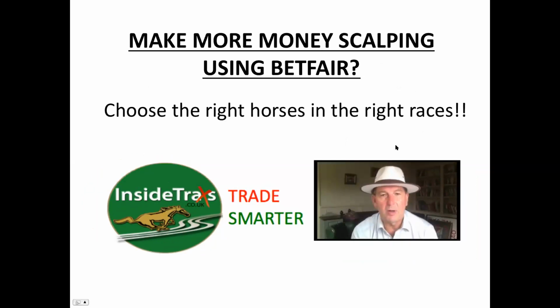Okay, today we want to make more money scalping, don't we, using Betfair. But there are ways you can do it without any effect on your chances of success, but will be giving you greater returns. So that would be quite useful, I think. It's about choosing the right horses in the right races. So we'll go and have a quick look at that, one moment.